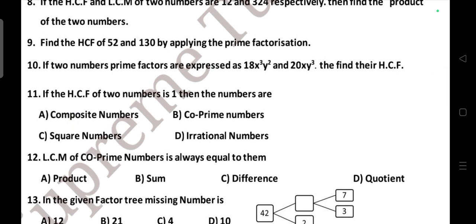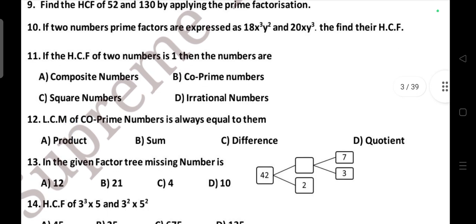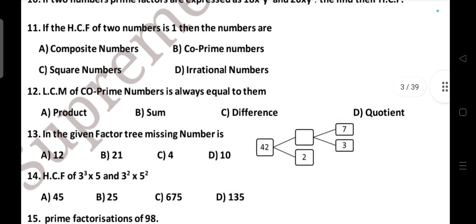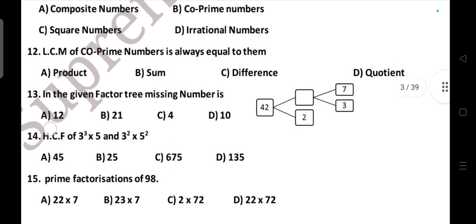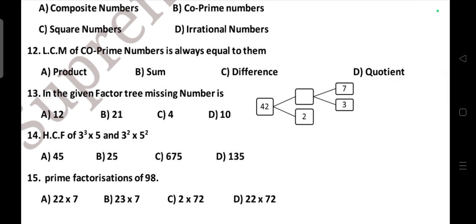Find the HCF of 52 and 130 by applying the prime factorization method. Then, if two numbers' prime factors are expressed as 18x cube y square and 20xy cube, then find their HCF. If the HCF of two numbers is 1, then the numbers are, options. Answer is co-prime. Then the LCM of co-prime numbers is always equal to the dash.